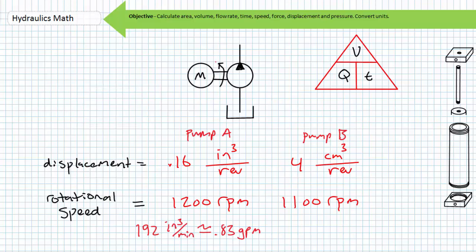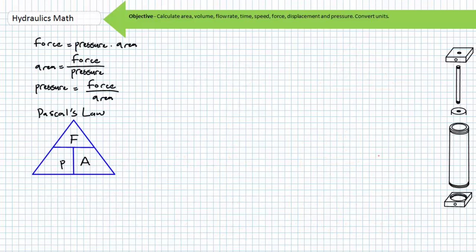If you've done everything correctly, pump A should be producing approximately 192 cubic inches per minute, which is approximately 0.83 gallons per minute, and pump B should be producing 4,400 cubic centimeters per minute, which is a flow rate of 4.4 liters per minute. Let's close out this lecture with a brief inspection of force, pressure, and area calculations.